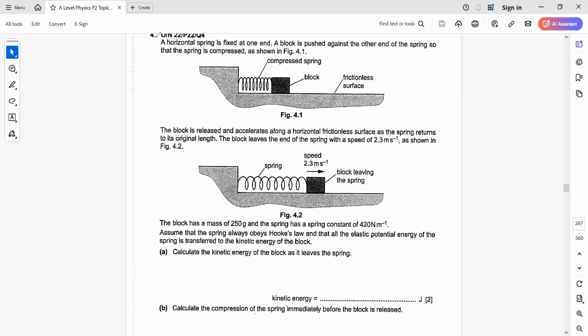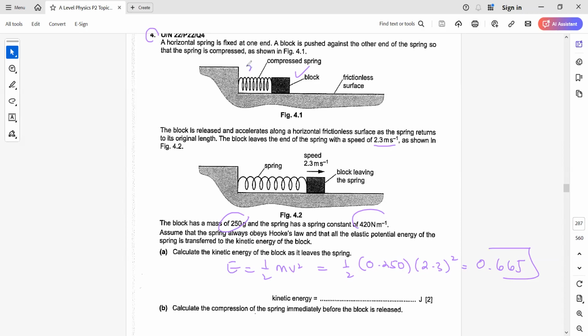So we have another question, question four. It says this horizontal spring is fixed. Okay, it is now compressed and it is released with a speed of 2.3. There is a mass of 250 grams and a spring constant given. Calculate the kinetic energy. Such an easy question, that would be half mv squared. Mass is already there, that's 0.250, and v is given in the question, 2.3 squared, so we are going to get 0.66 joules.